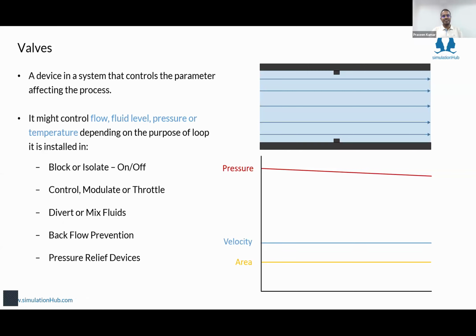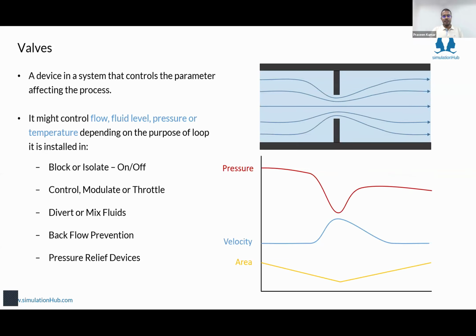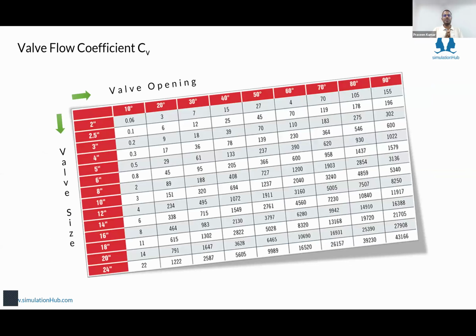a valve is a device that controls parameters like temperature, flow or pressure, depending on the loop it is installed in and the purpose, by adjusting the flow area. The valve manufacturers have to evaluate and publish the CV, or valve flow coefficient, data for the complete range of valve sizes and the complete range of openings in the product catalog. It is mandatory. It is useful for comparing different valves and selecting the right size for the application.